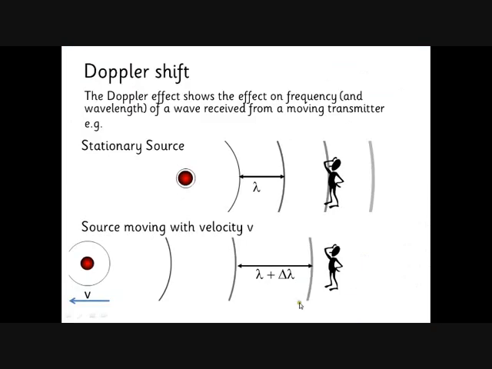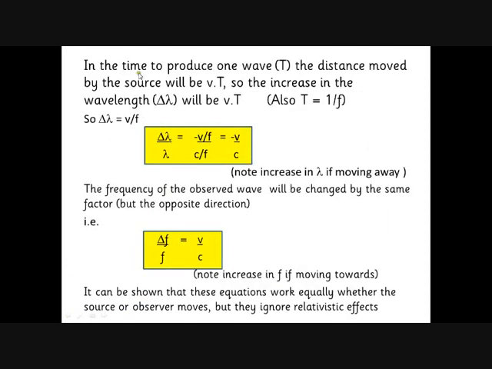So what we need to be able to do is to put some numbers to this, work out how delta lambda relates to v, and we can do this fairly straightforwardly. So what we need to think about is the time to produce one wave. The period of the wave is T. The distance moved by the source in that time will be its velocity times the time. So if it's moving away from us, the increase in the wavelength, delta lambda, will be the velocity times the time, the extra distance moved by the source while it produces each wave. We'll also remember that the period is 1 over the frequency. So another way of writing that is delta lambda is v over f.